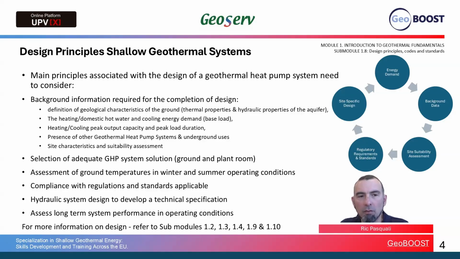And these do include the definition of the ground conditions, including the thermal properties or the hydraulic properties of an aquifer. But more importantly, they need to be able to specify the energy demand profile. So the heating, the space heating, the domestic hot water, and the cooling energy demand or the base load for a particular application. The heating and cooling peaks, so the maximum capacity, installed capacity of the system, and the number of hours that those need to run at are critical.